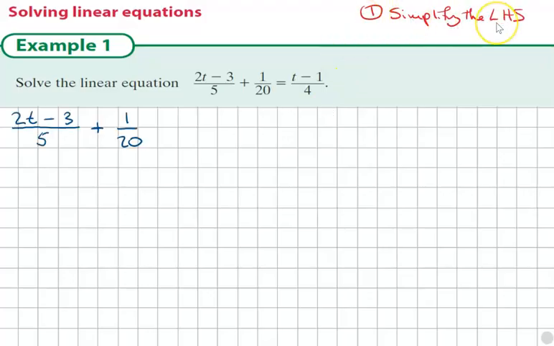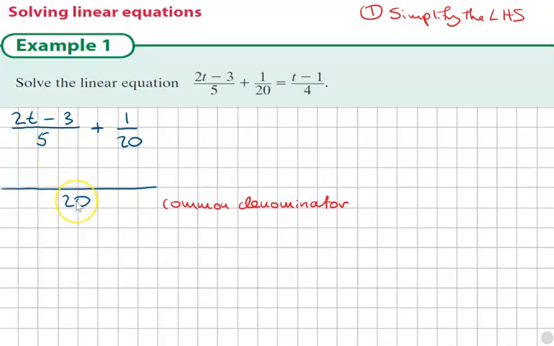So the first thing we'll do is simplify the left-hand side. We're just going to take the left-hand side of the equals and add the two fractions together. When we're adding fractions, whether they're numerical fractions or algebraic fractions, we have to get a common denominator. So our common denominator will be 20.